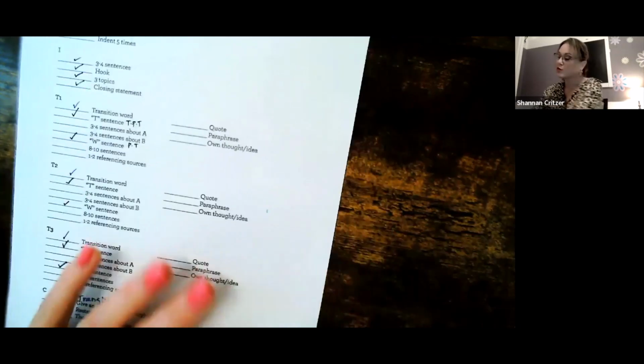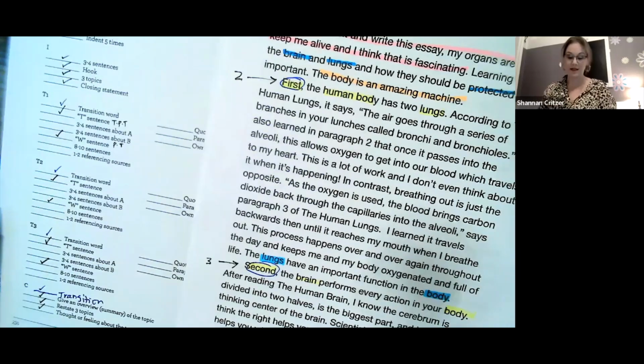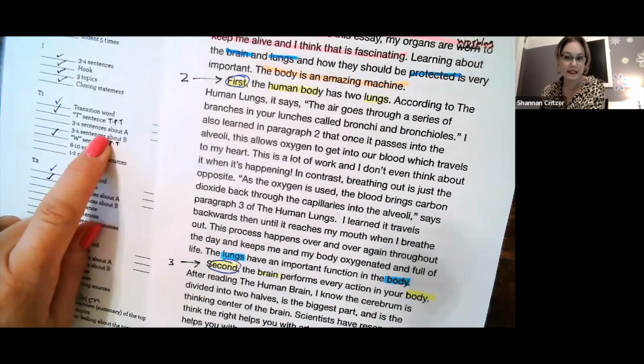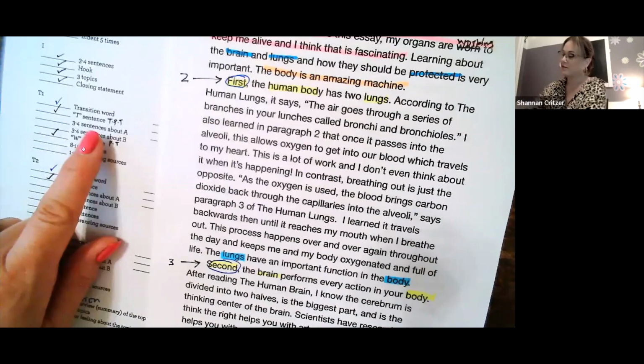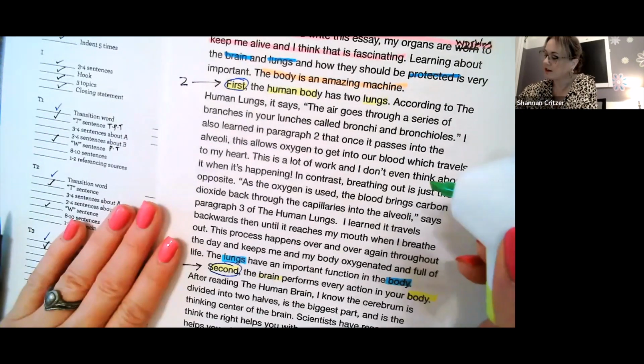So now I am going to just read and see what I have done throughout my essay for us, okay? So let's go. Let's put this back on. All right. I need 3 to 4 sentences about A. So my first topic was lungs, and that subtopic A was about breathing in. So all of this should be about breathing in.